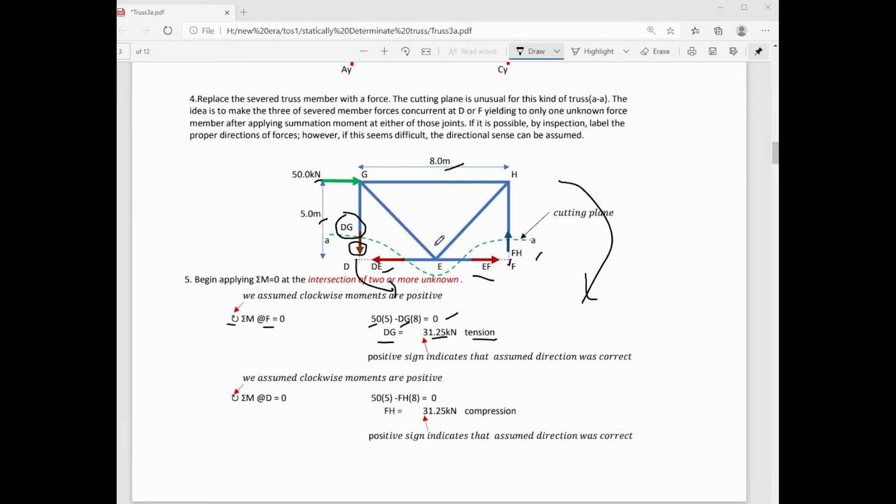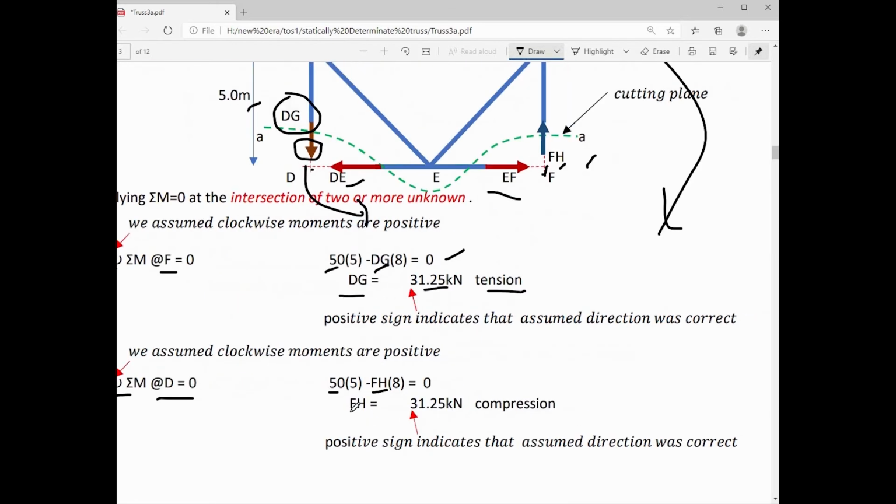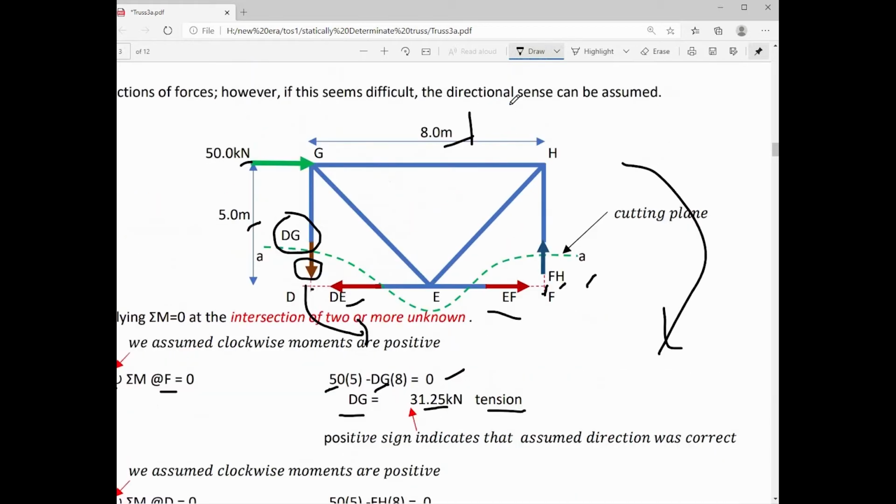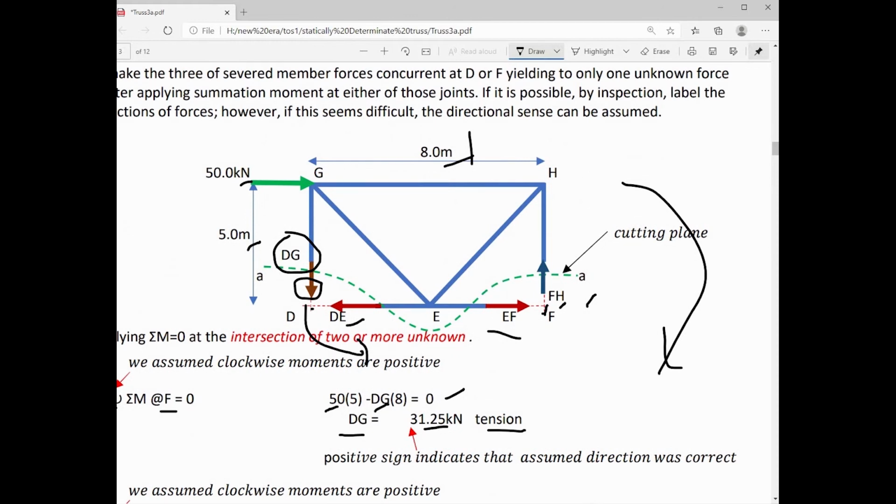After solving for member force DG, we can apply summation moment at point D in order to solve for member force FH. Assuming that clockwise moments are positive, summation moment at D is equal to 0. We have 50 multiplied by 5, which is a clockwise moment with respect to joint D. Then FH multiplied by 8 meters is a counterclockwise moment with respect to joint D. Therefore, we can solve for FH, and that is also equal to 31.25 kN. And our assumption that FH is acting toward the free body diagram, that is compression, was correct.